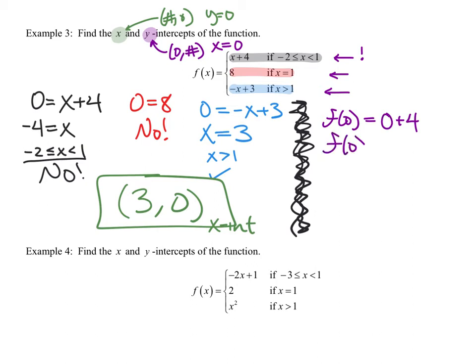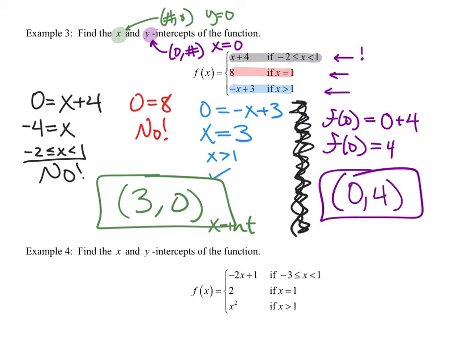We'd have f of 0 is equal to 4. That means that my y-intercept is the coordinate point 0, 4. And that would be really helpful if I was graphing these to know the different intercepts, since they're pretty easy points to plot on a graph.